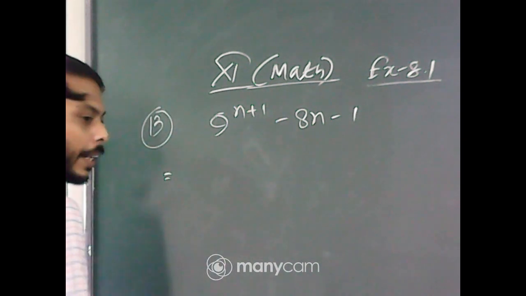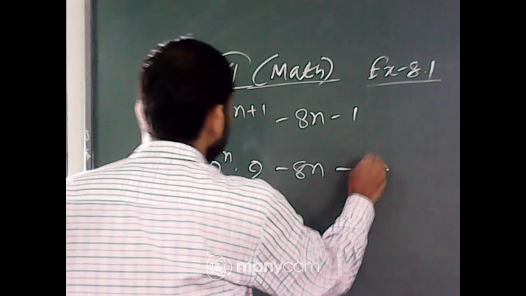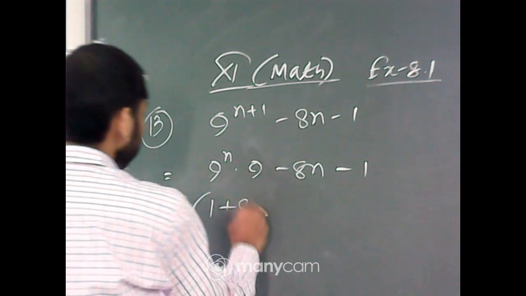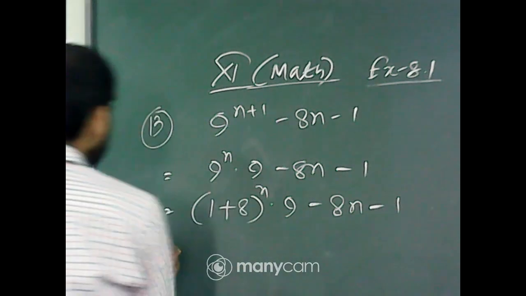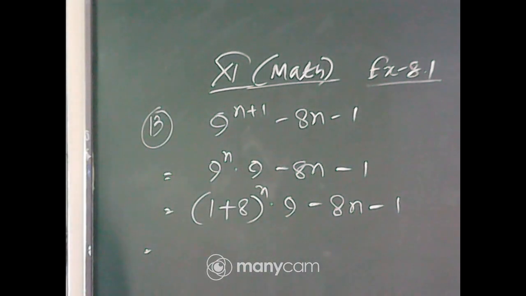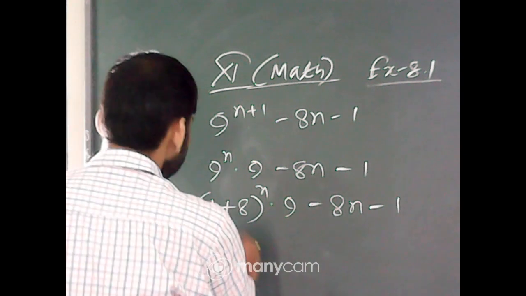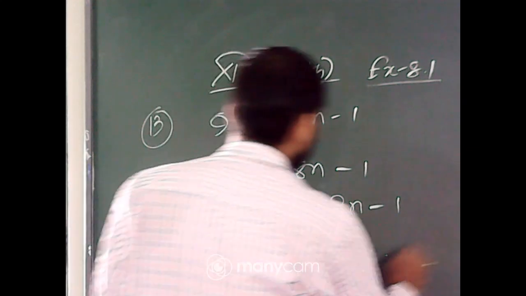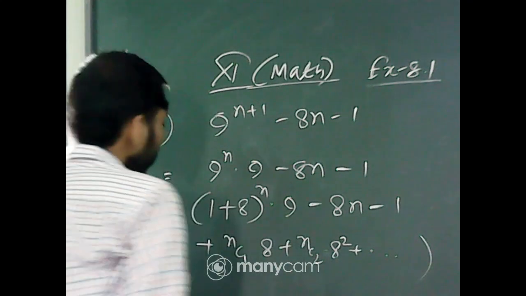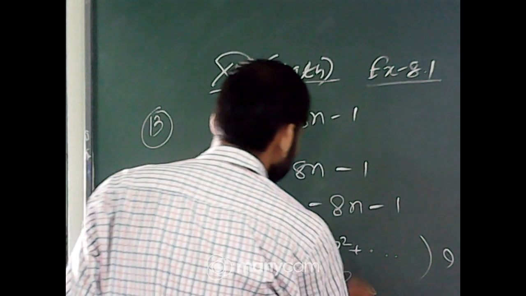Now first of all break it. 9 to the power n into 9 minus 8n minus 1, then 9 means 1 plus 8, so 1 plus 8 to the power n into 9 minus 8n minus 1. We now expand it: 1 plus nC1 into 8 plus nC2 into 8 square plus dot dot dot. I have broken it up to the third term into 9 minus 8n minus 1.